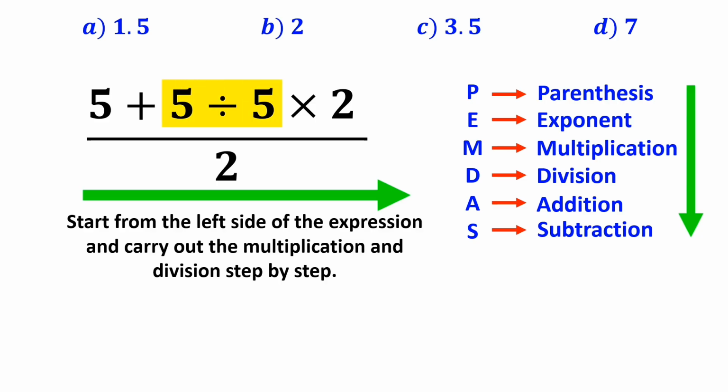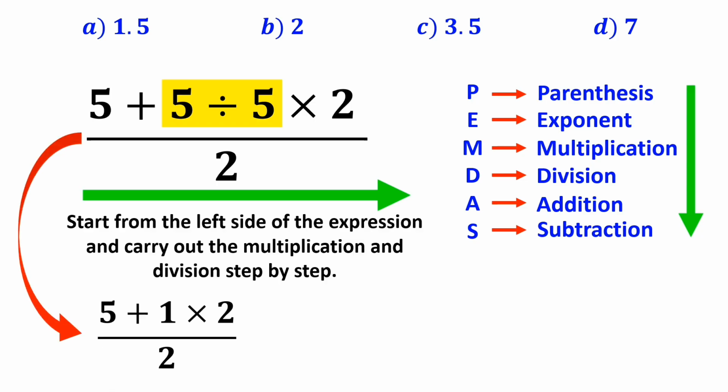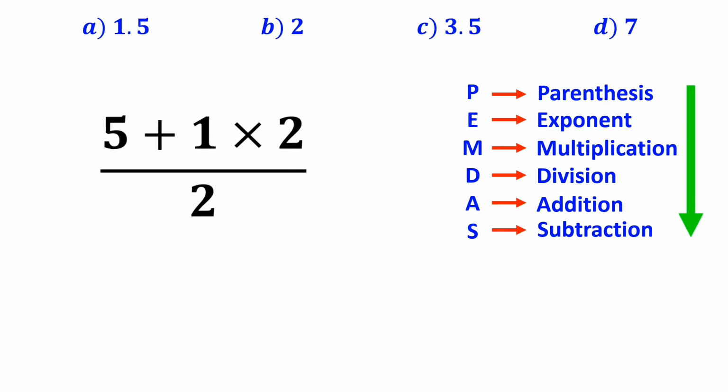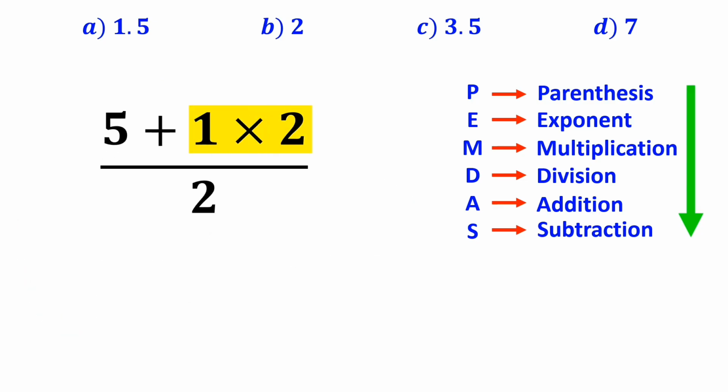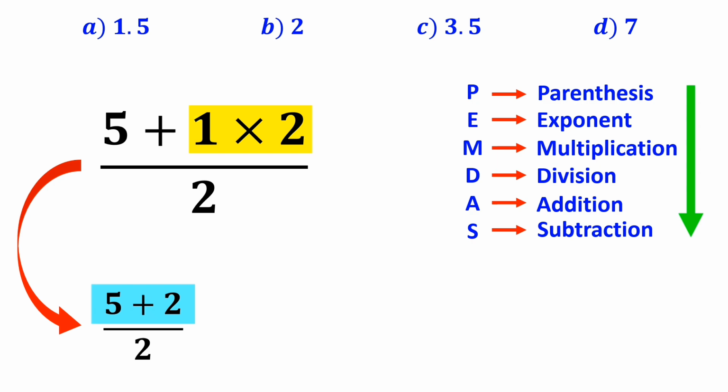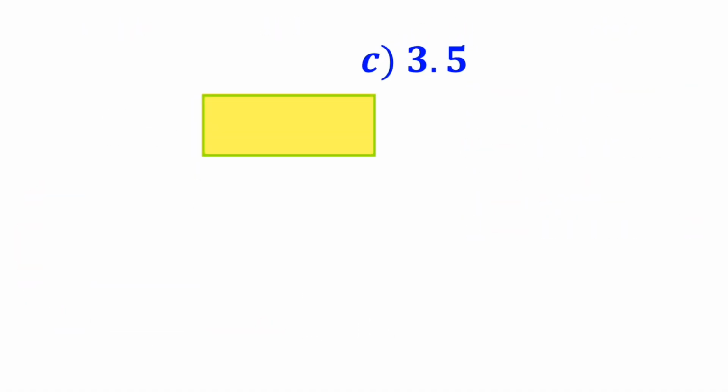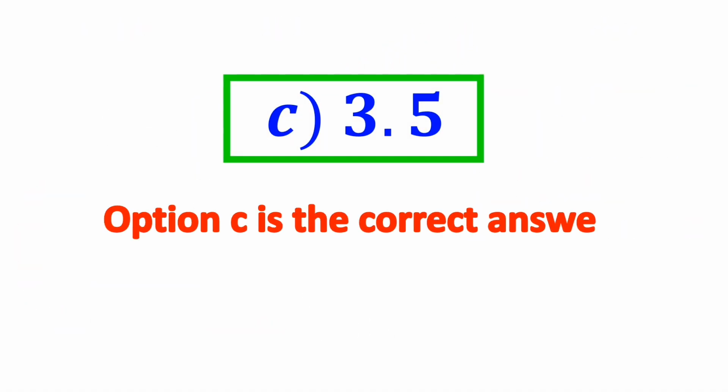So, first we go for the division between 5 and 5. And we can write the whole expression as 5 plus 1 times 2 over 2. In the next step, it's time for the multiplication between 1 and 2, which simplifies the expression to 5 plus 2 over 2. Finally, we handle the addition in the numerator of this fraction and simplify the expression to 7 over 2, which ultimately gives us the answer 3.5. Therefore, option C is the correct answer to this question.